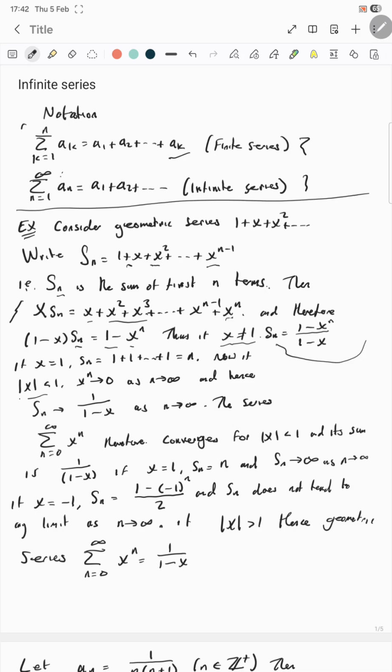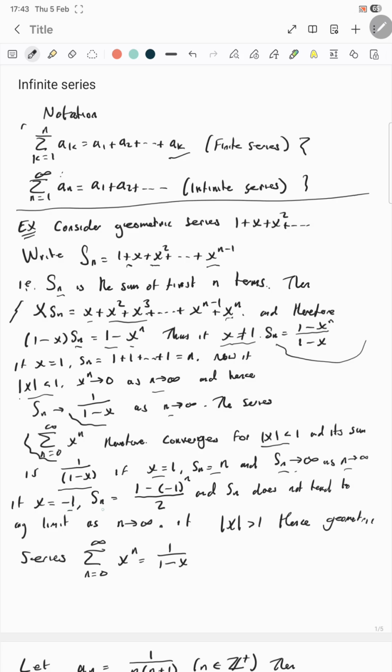Now if the magnitude of x is less than 1, x to the n goes to 0 as n goes to infinity, hence s of n will go to 1 over 1 minus x as n goes to infinity. The series of x to the n therefore converges for magnitude of x less than 1, and it sums to 1 over 1 minus x. If x equals 1, s of n equals n, and s of n goes to infinity as n goes to infinity.